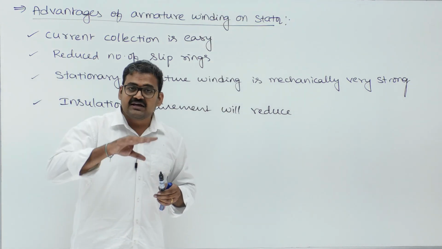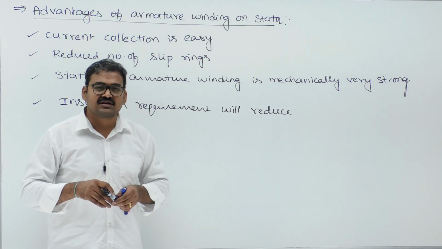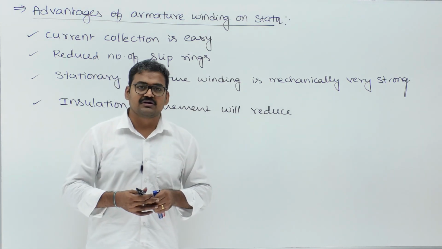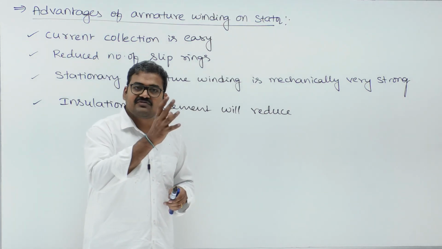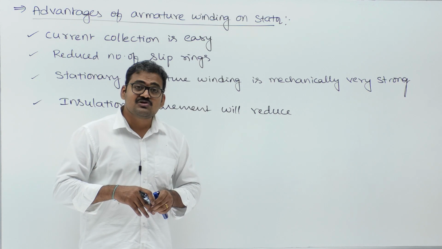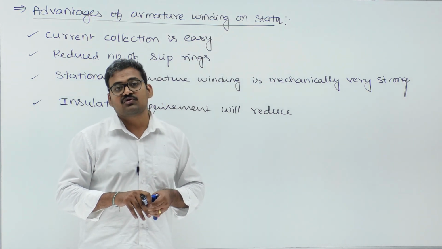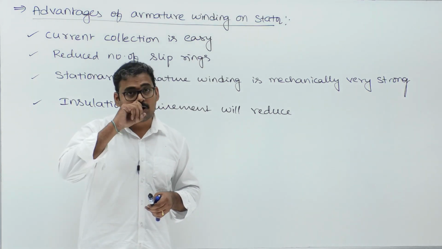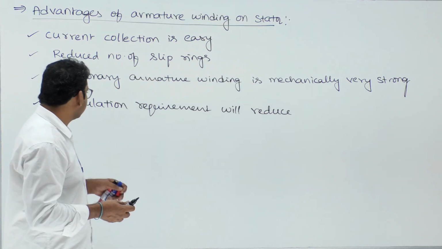A practical analysis shows that if you consider a 500 megawatt alternator, if you keep armature winding on the stator, the insulation requirement will reduce at least by 20%. That will save a lot of cost. So that is another advantage.